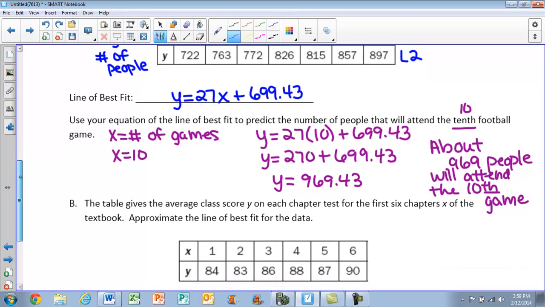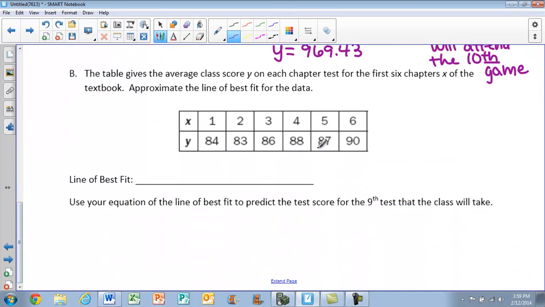Now let's go ahead and try another one. So let's look at our next example. Now we're talking about the table giving us the average class score Y on each chapter test for the first 6 chapters of the textbook. Approximate the line of best fit for the data. So again, I want you guys to label, all right, what does X mean? Well, X is the first 6 chapters. So X actually is just our chapter number in this case. And Y is the average class score on each of the chapter tests. So Y is our score. Just keep that in mind so we know what we're talking about when it comes to using our predictions.